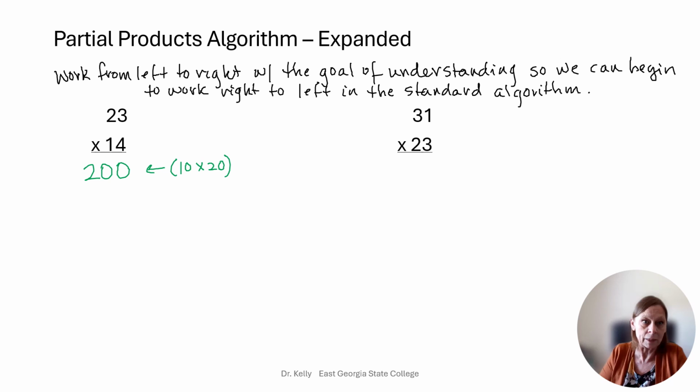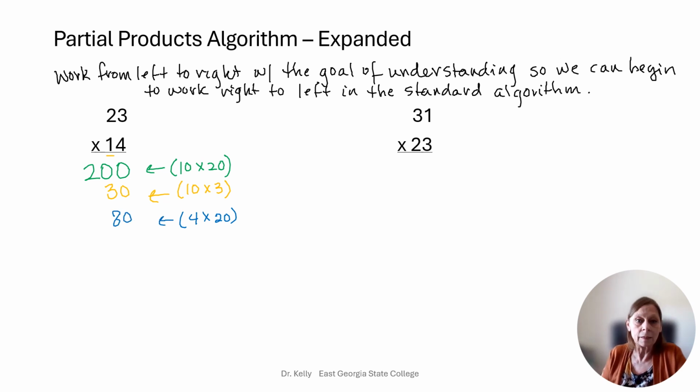Now our next one is going to be 10 times 3, 30. That will be the 10 times the 3. We're taking that 10 and multiplying it to both things on top, and then we're done with the 10, and now we can go on to the 4. Now we're going to say 4 times 20. That's going to give us the 80. And then we will finally say 4 times 3. And that gives us the 12.